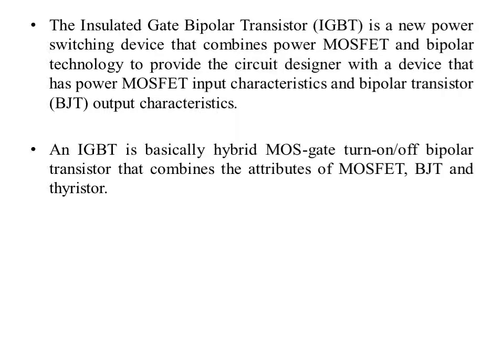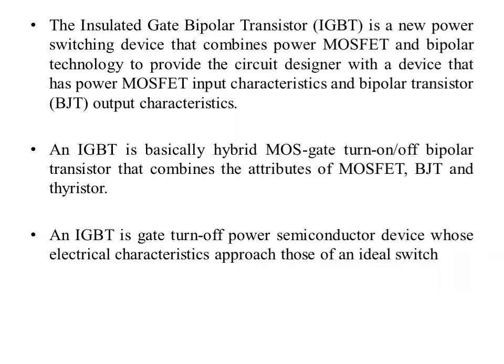IGBT is basically a hybrid MOS gate turn on or turn off bipolar transistor that combines the function of MOSFET, BJT, and thyristors. IGBT is basically a turn off power semiconductor device whose electrical characteristics approach that of an ideal switch.